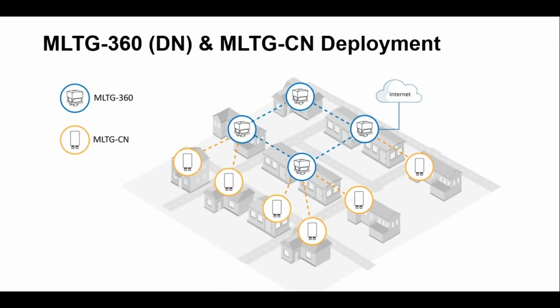Oh, and also with the CN, let me clarify, it does not support mesh. It'd be like the last access point, if you will, in the mesh network. The distribution nodes truly do the mesh between each other.